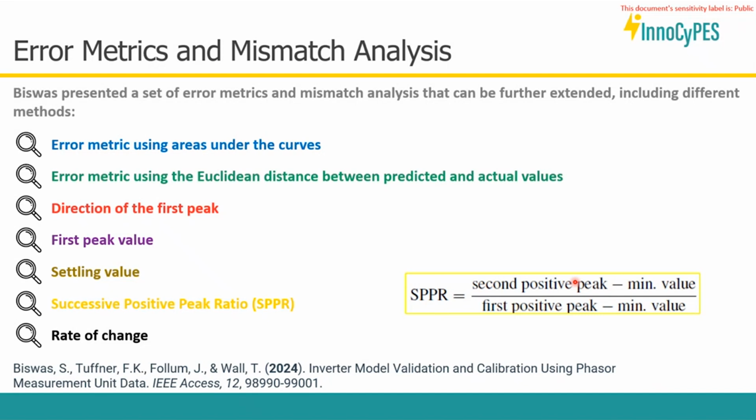So in terms of error metrics and mismatch analysis, the author that I showed you before, which you can access here, this work is very recent, 2024. She used PMU phasor data, but that can be extended. She proposed some of these error metrics and mismatch analysis that involve an error metric using the areas under the curves, and also an error metric using the Euclidean distance, which is something that we are doing, between predicted and actual values.